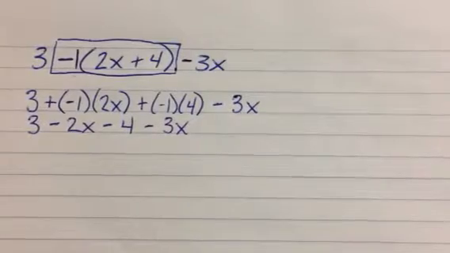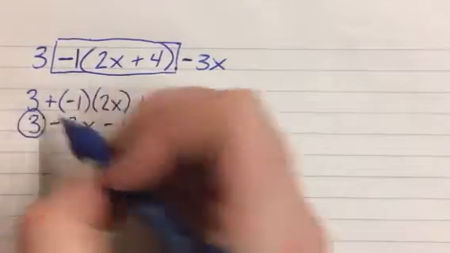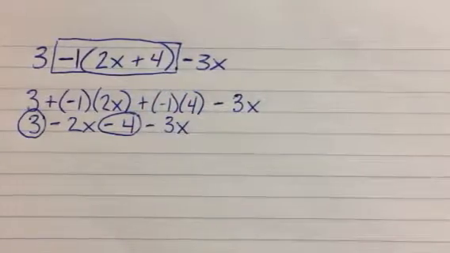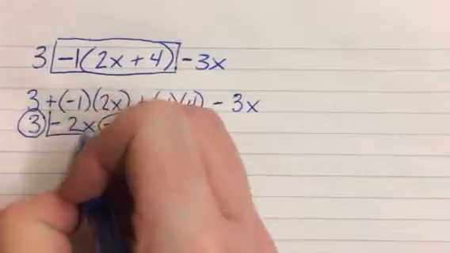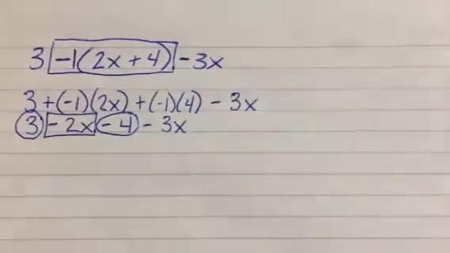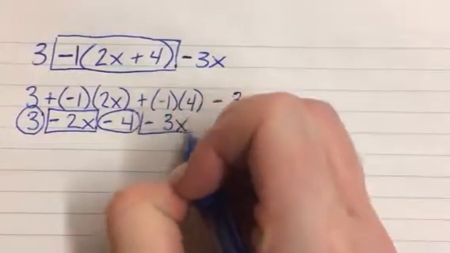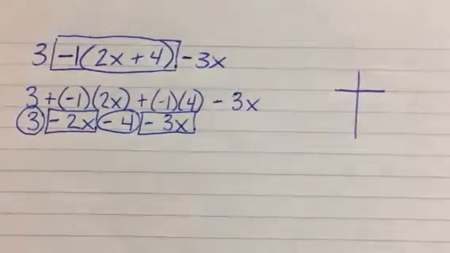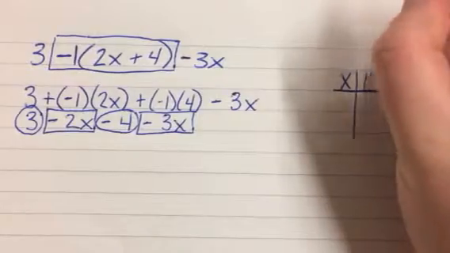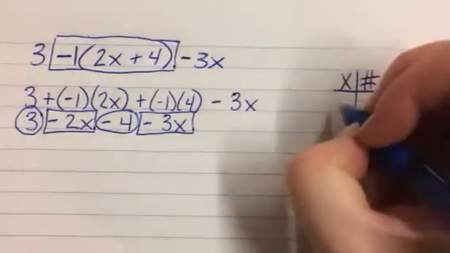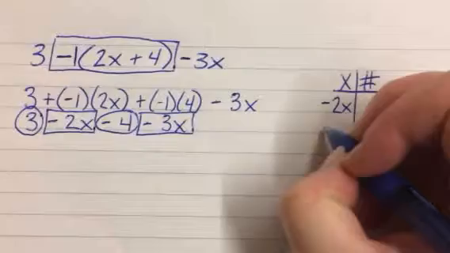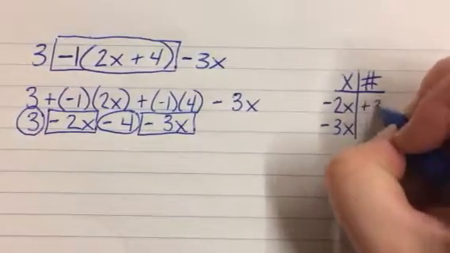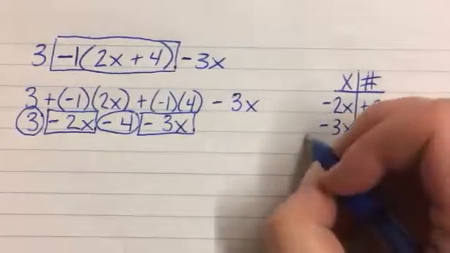So I'm going to circle my constants with their sign. It's a +3, -4, and I'm going to box in or put a square around my x terms and their sign. So there's a -2x, there's a -3x. Off to the side I'll do a little t-chart, just some side work to help me combine my like terms. So in the x column I will put my x terms with their signs, and then I'm going to put my constants with their signs.